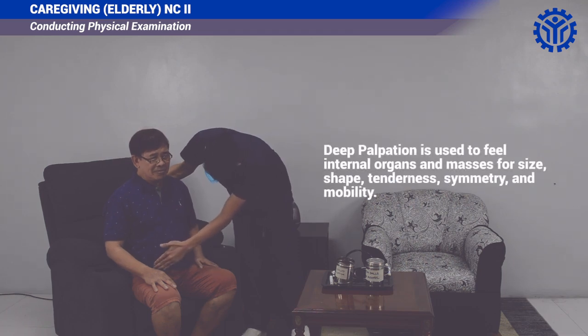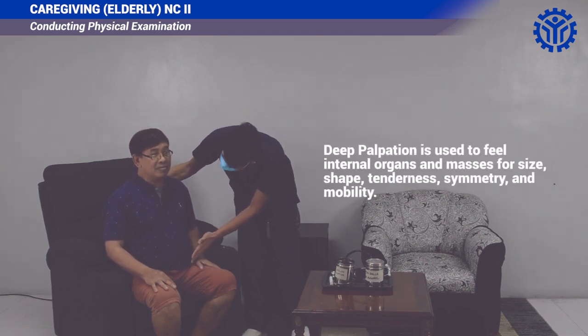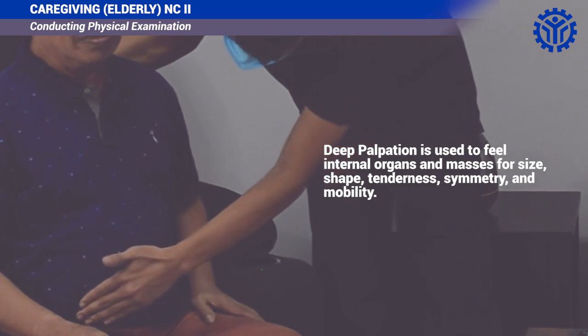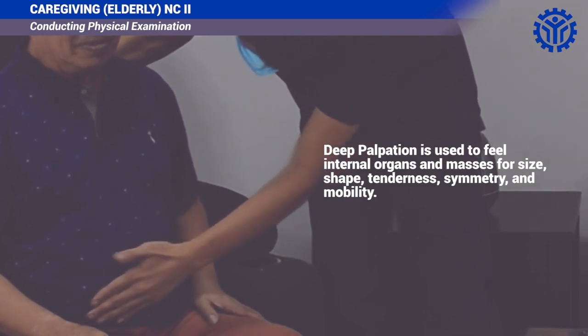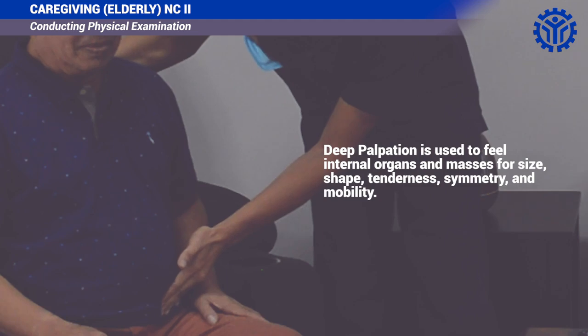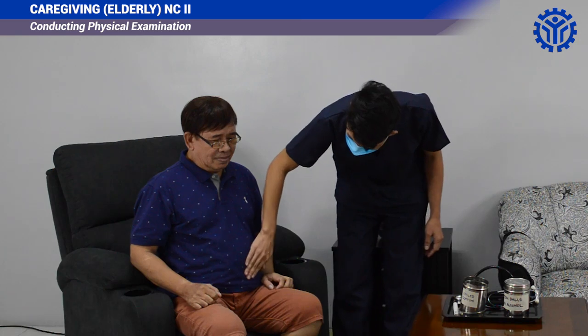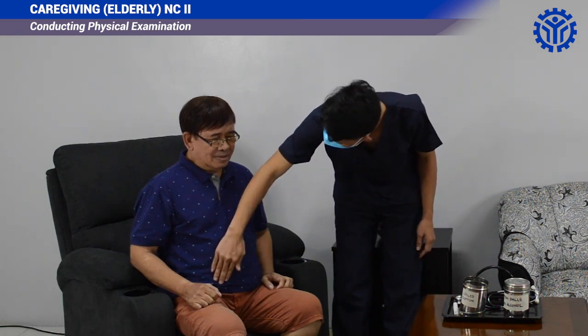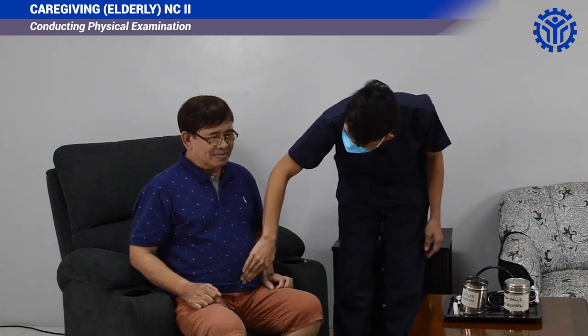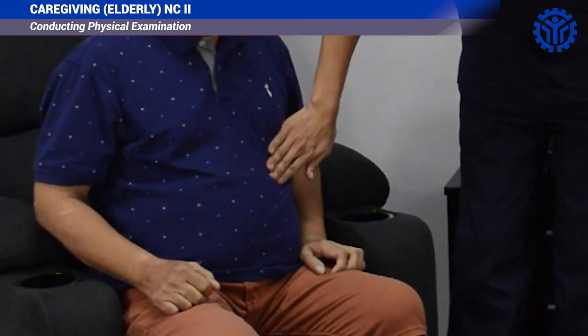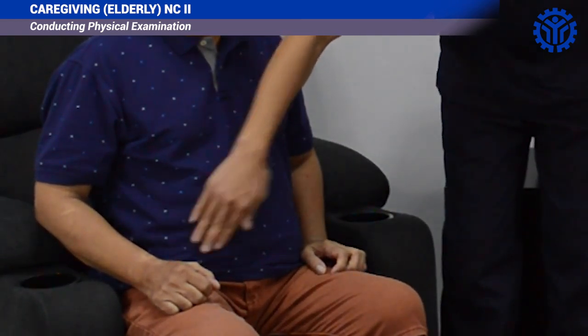Meanwhile, deep palpation is used to feel internal organs and masses for size, shape, tenderness, symmetry, and mobility. Depress the skin 1 1/2 to 2 inches or about 4 to 5 centimeters with firm, deep pressure. Use one hand on top of the other to exert firmer pressure if needed.